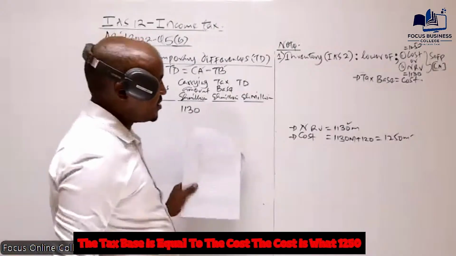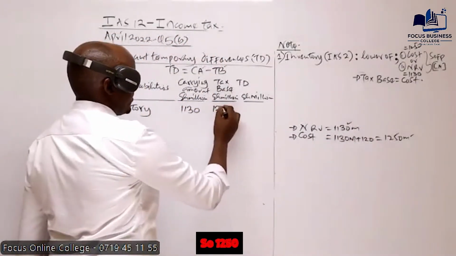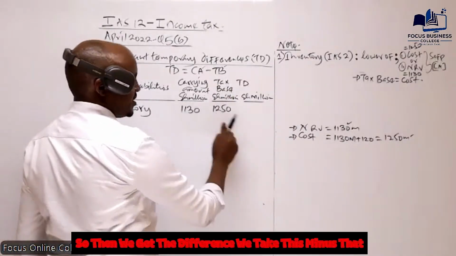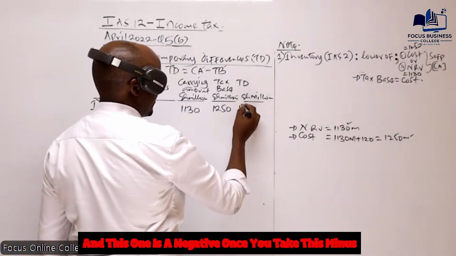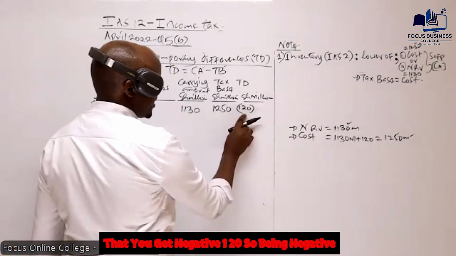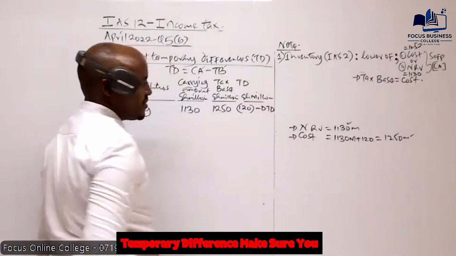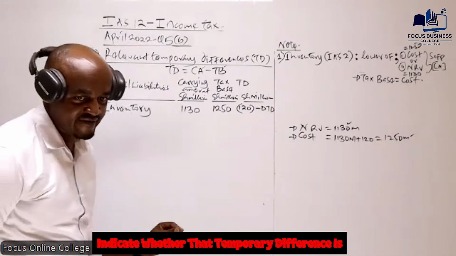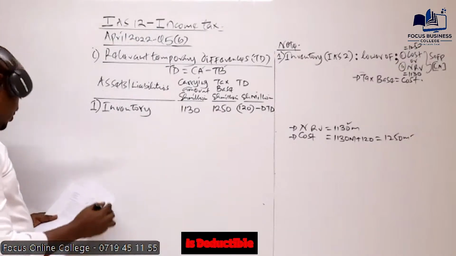The tax base is equal to the cost. The cost is what? 1250. So then we get the difference. We take this minus that, and we will get a difference of 120, and this one is negative. Once you take this minus that, you get negative 120. Being negative, that one is a deductible temporary difference. Make sure you indicate whether that temporary difference is taxable or deductible. If you get a negative figure, it's deductible. So we are done with that.